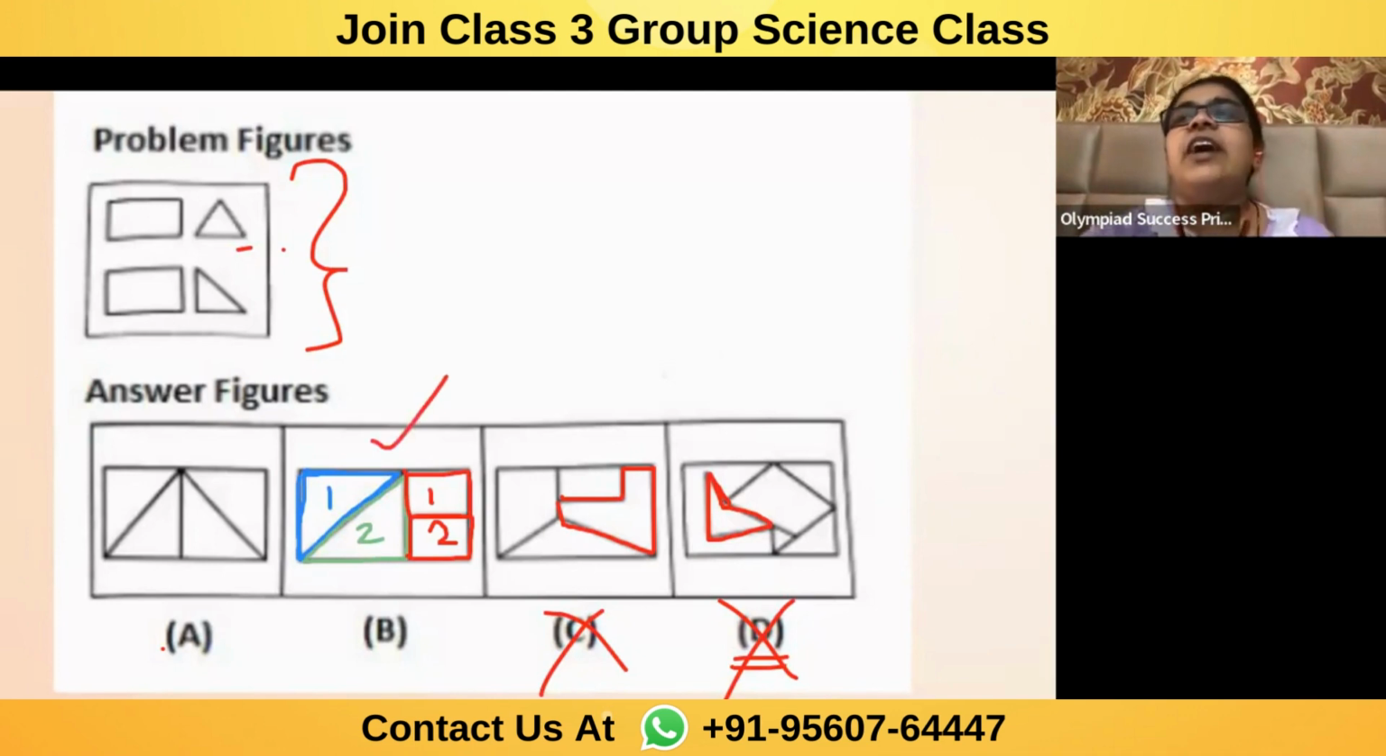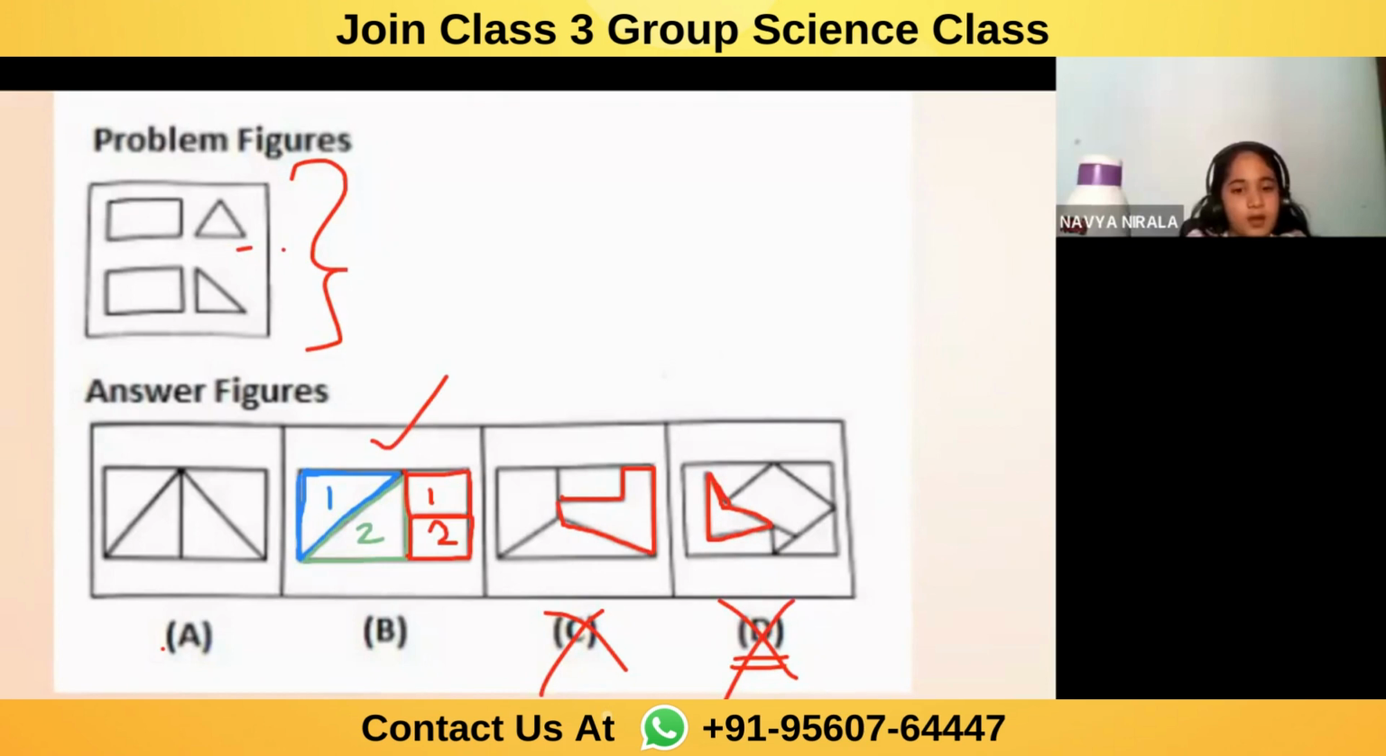Thank you, Kirtana. And Navya, did you understand now? What was the problem earlier and what is happening here? Why is it the correct answer? Ma'am, because there are 2 triangles present in the problem figure, and here it's 2 triangles. One is here and the second here. Very nice. That's absolutely correct.